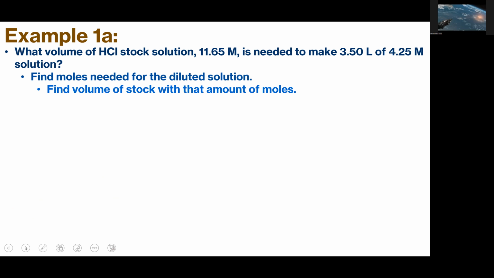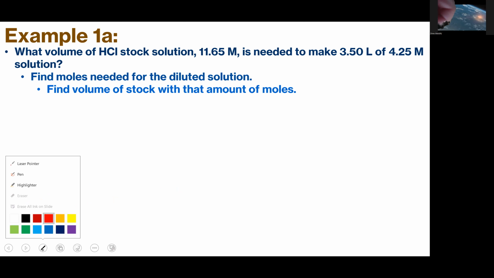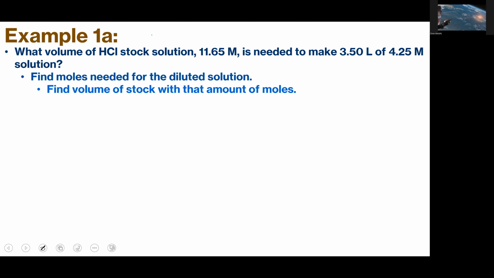There are two big ways to do this. I'm going to show you both ways, and you can decide which feels good to you. The first route, 1A, I'm going to use dimensional analysis. Remember, dimensional analysis will always get you where you're going. The question is, what volume of stock solution that has a concentration of 11.65 molar is needed to make a 3.5 liter solution that has a concentration of 4.25 molar?